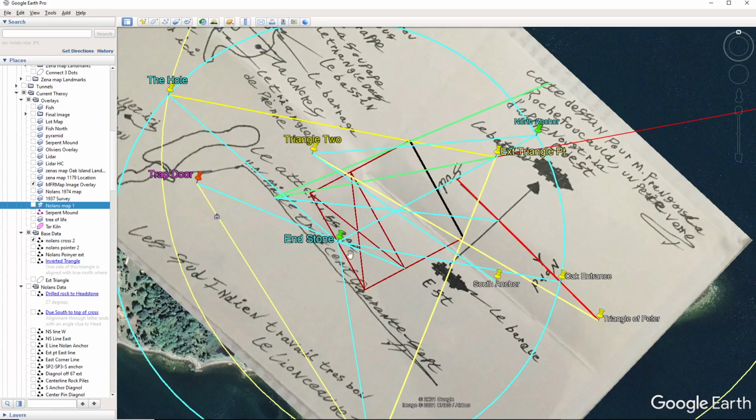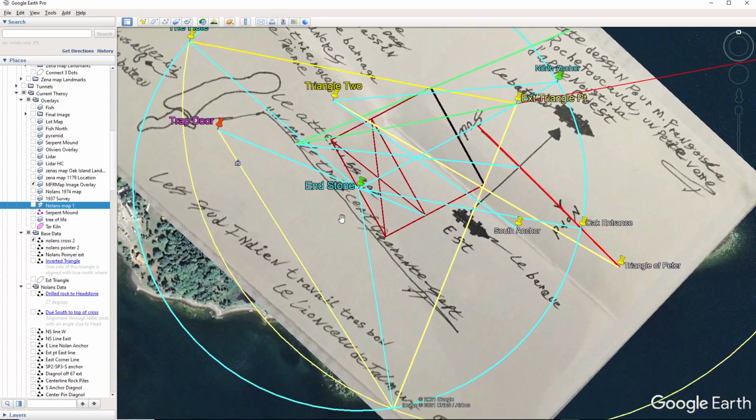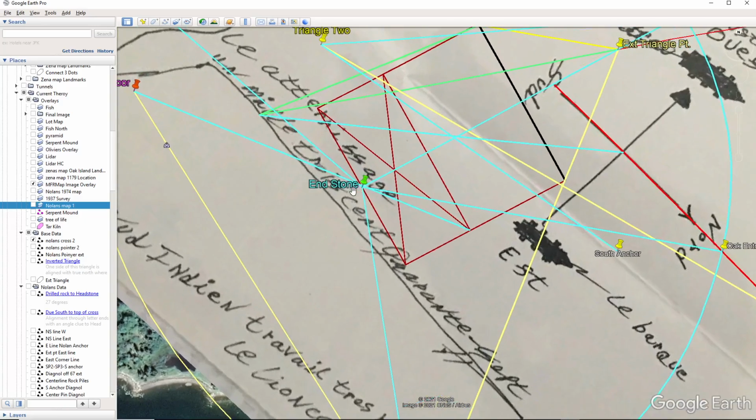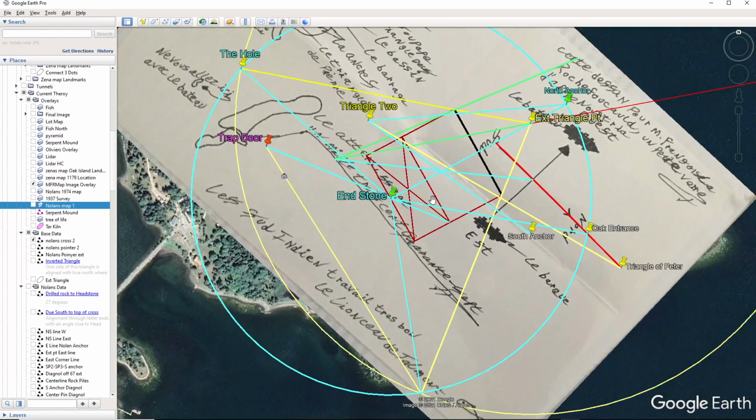Now, Nolan's Cross, if you can see, is very integral to this coded distance scale off the Rochefoucauld map, especially this 1437 scale. If you notice, the end stone is very much in play here. Look at all these, and these are all the same distance, which is 1,440 feet in today's measurements. And the yellow scale is 2,130 feet.